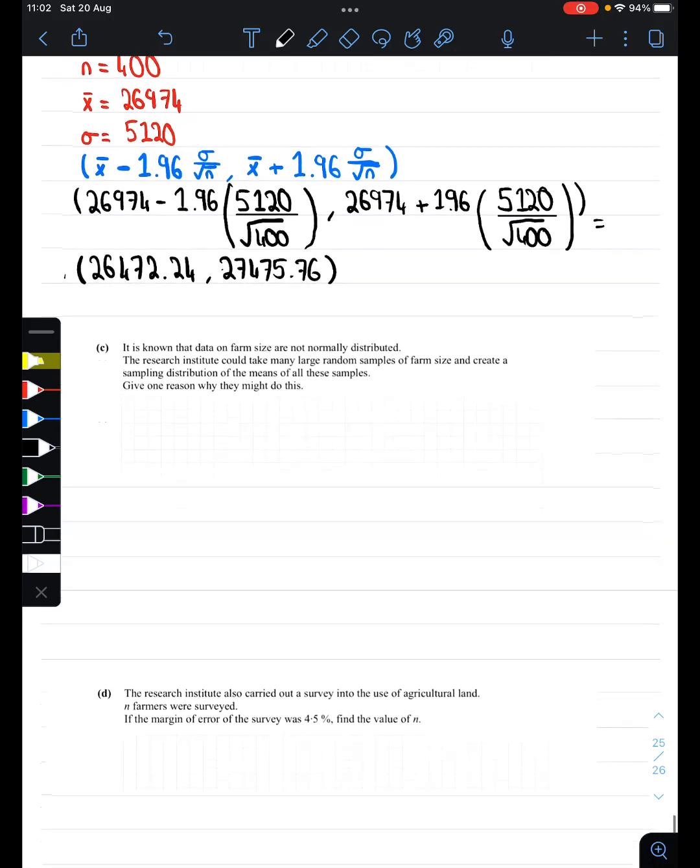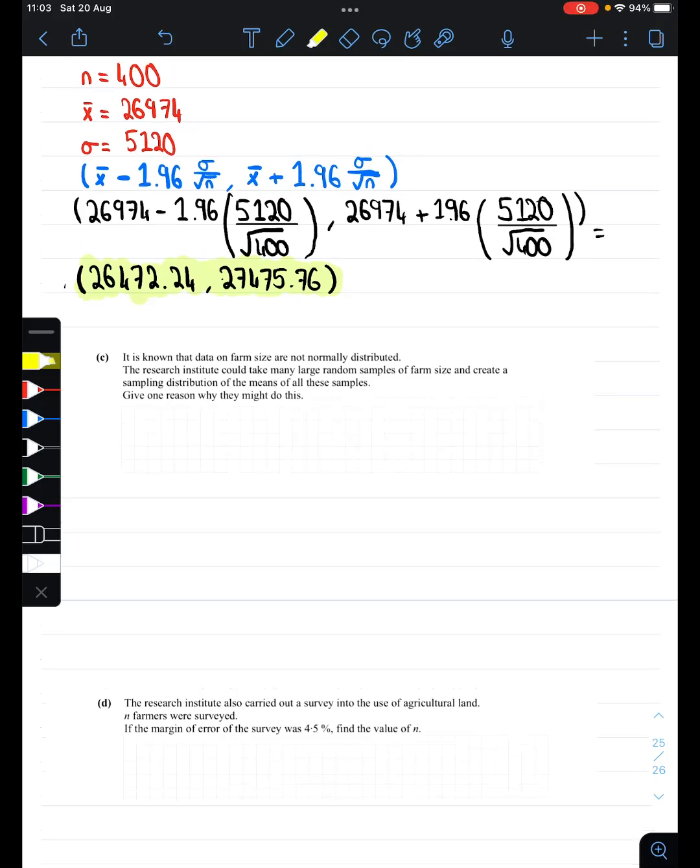So our confidence interval for the true mean has a lower limit of 26,472.24 and an upper limit of 27,475.76. Now on to part C.